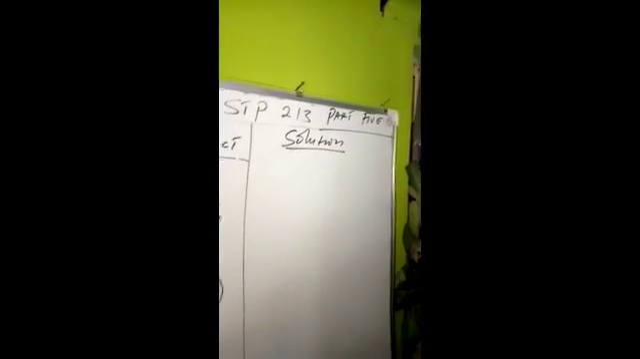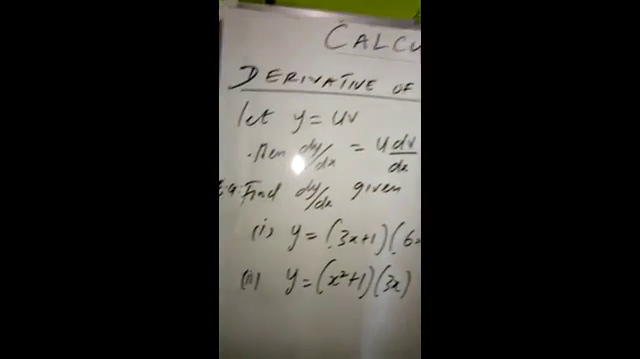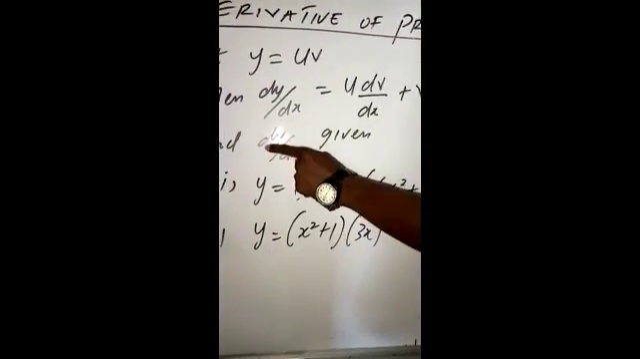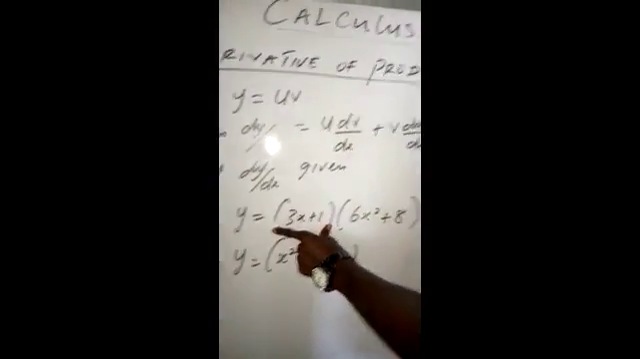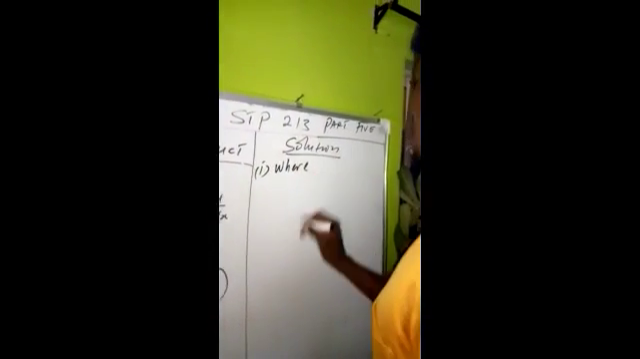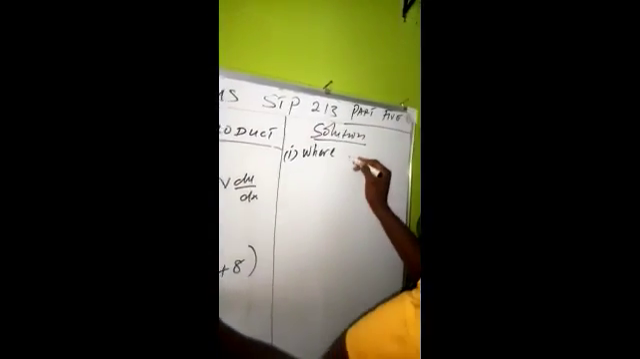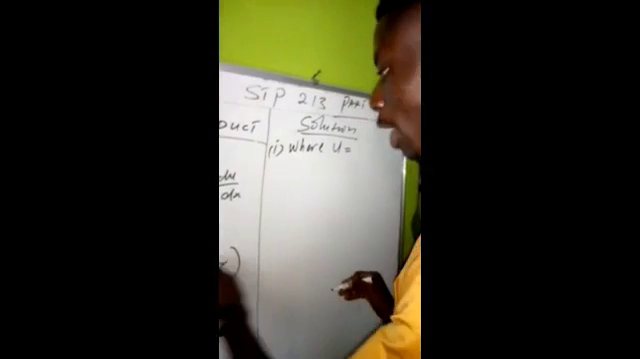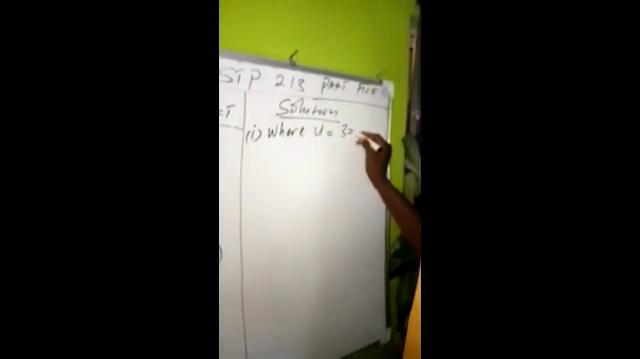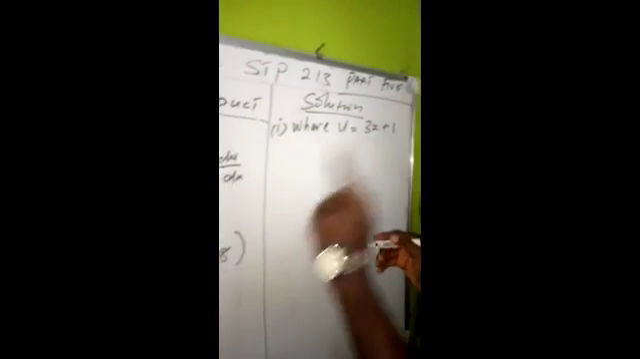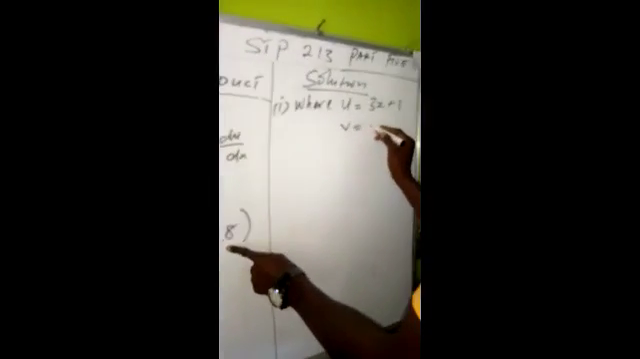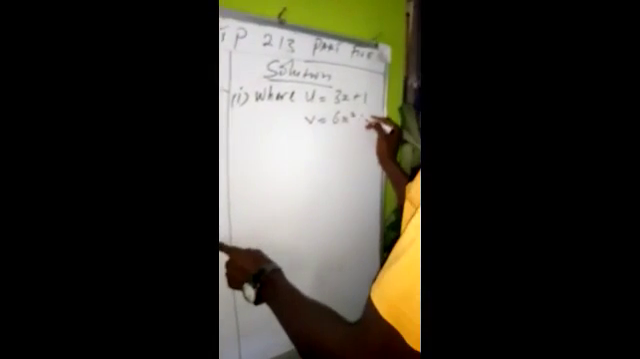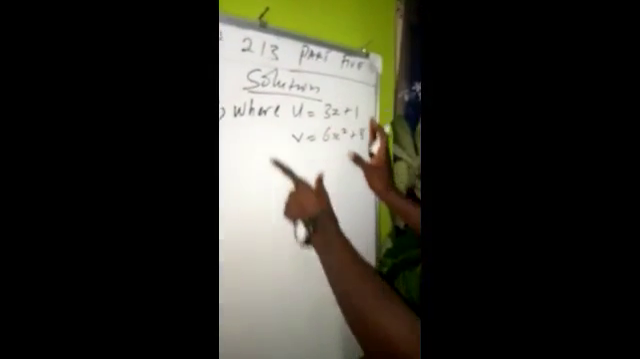Then the solution here, I'll start from this point. Remember we were asked to find dy/ds. So I will bring out the parameters, u and v. u is 3s plus 1. That is the first one. Then coming to the second one, you call it v equals 6s squared plus 8. Then these are the parameters.